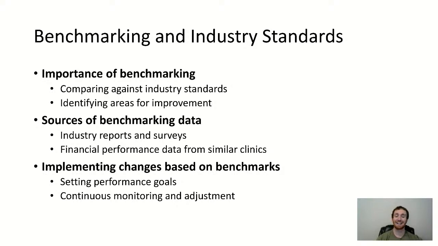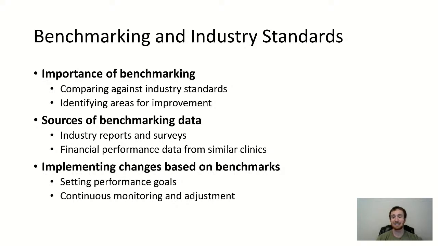Benchmarking really involves comparing your clinic's performance against industry standards to identify areas of improvement available to you. It will help highlight the strengths and weaknesses, and it will help you make more informed decisions on what to do with your clinic. Where can I get these sources? There's a lot of sources for benchmarking, including industry reports, surveys, and financial data from similar clinics. A lot of the state societies can get this information, but there's all kinds of areas, journals, everything. Using this data will help you set realistic performance goals and continuously monitor and adjust your strategies going forward.